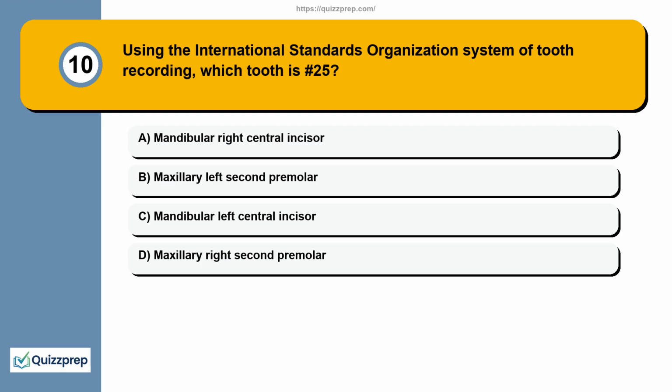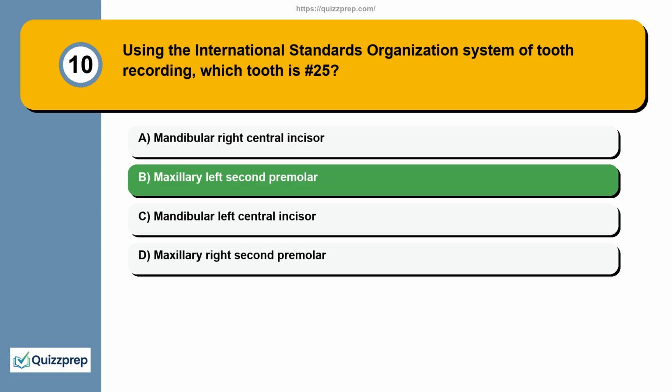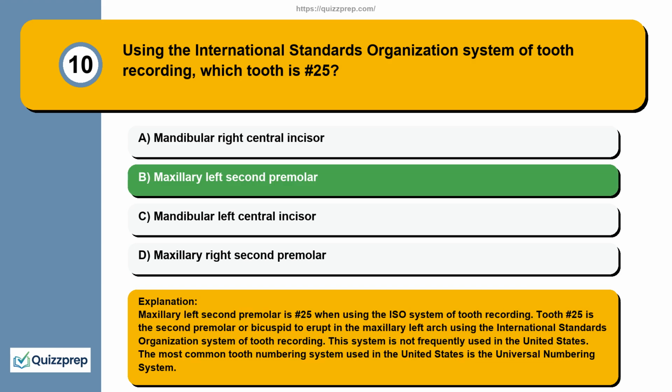Question 10. Using the International Standards Organization system of tooth recording, which tooth is number 25? Mandibular right central incisor, maxillary left second premolar, mandibular left central incisor, maxillary right second premolar. Maxillary left second premolar is number 25 when using the ISO system of tooth recording. Tooth number 25 is the second premolar or bicuspid to erupt in the maxillary left arch using the International Standards Organization system of tooth recording. This system is not frequently used in the United States. The most common tooth numbering system used in the United States is the Universal Numbering System.